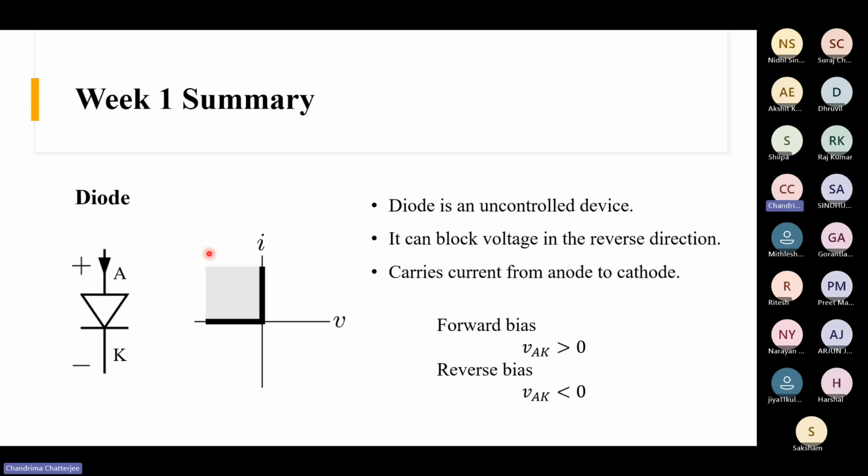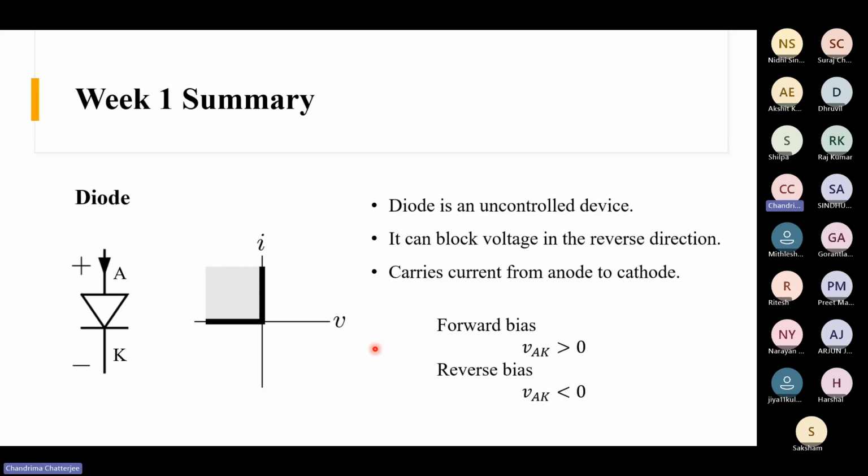How are we getting this characteristic? By changing voltage, ma'am. Sorry. By changing voltage. Yeah, right.